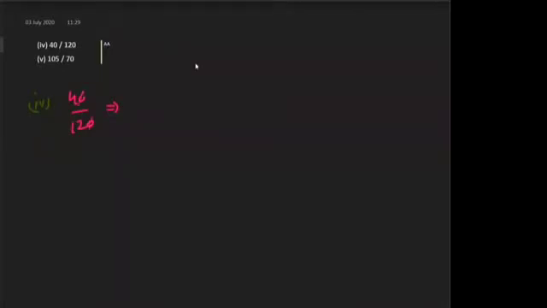You can cancel 0 in numerator and denominator. You will get 4 upon 12. So 2 2s are 4 and 2 6s are 12. 2 1s are 2, 2 3s are 6. So 1 upon 3. This is your answer.